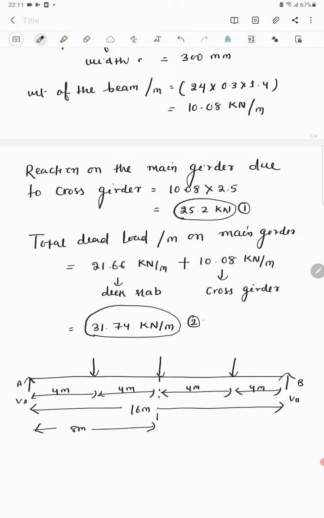So what are the loadings? Now, reaction on the main girder due to the cross girder is 25.2 kilonewton, this is 25.2 kilonewton, this is 25.2 kilonewton. Another is the total dead load per meter, on the dead load means this will be a UDL. So this loading is 31.74 kilonewton per meter.